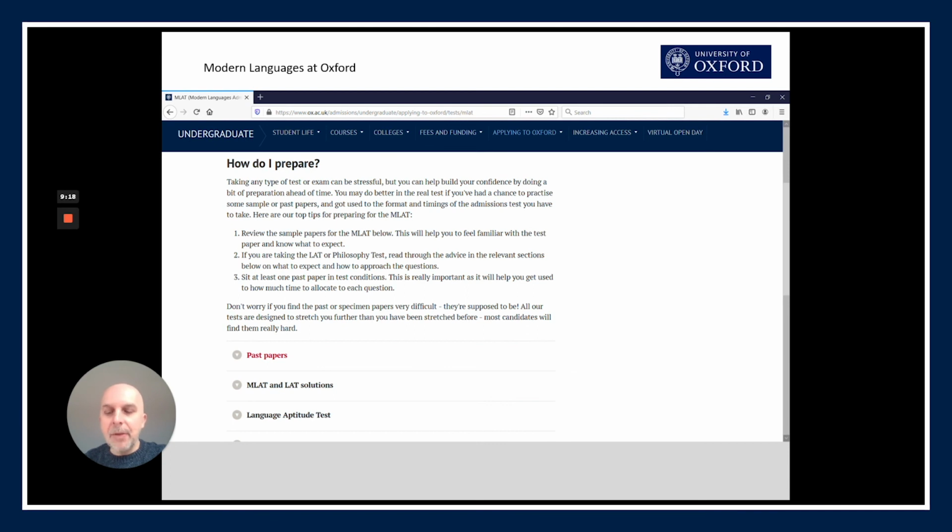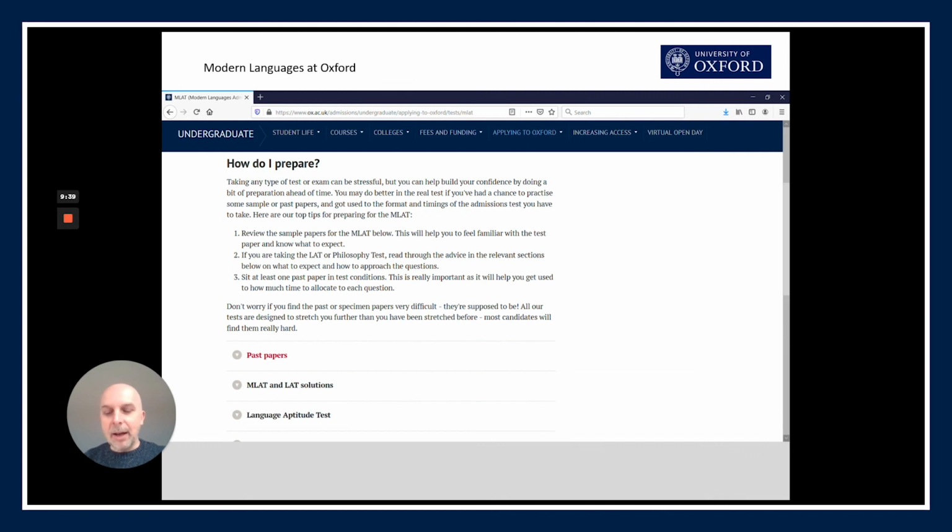And then most importantly, sit at least one past paper from this archive here in proper test conditions, without using dictionaries or other aids, keeping strictly to the time available. That's a really important thing to do, as it will help you get used to how much time you need to allocate to each part of the paper.